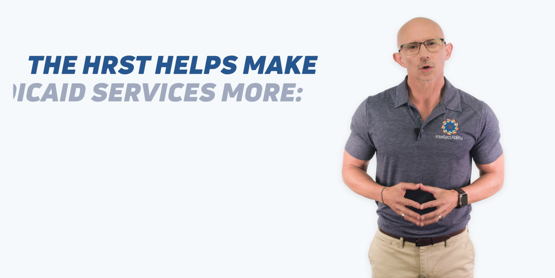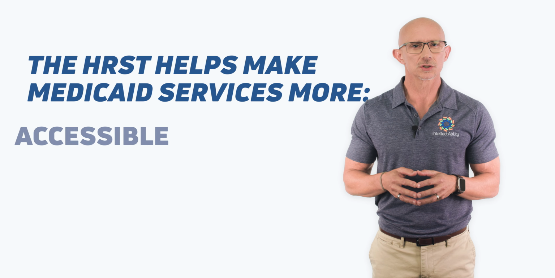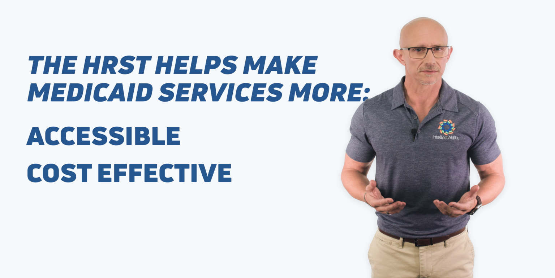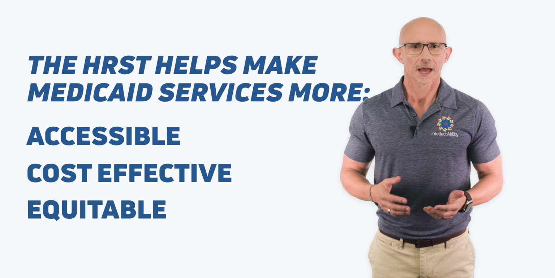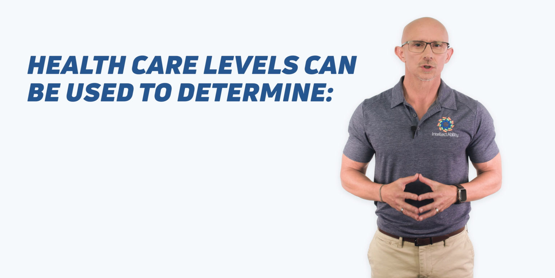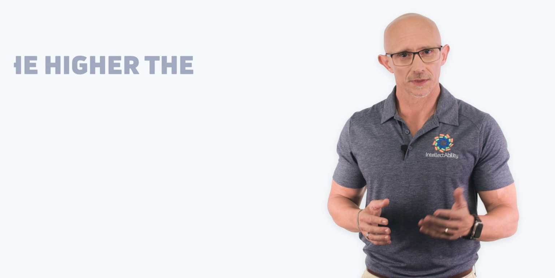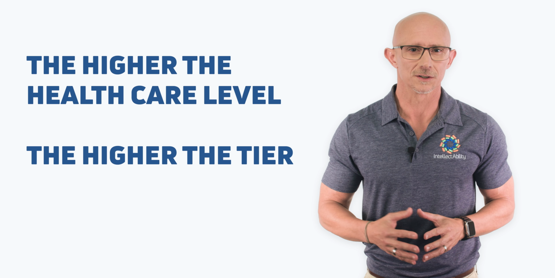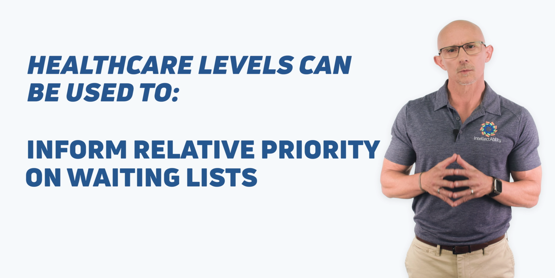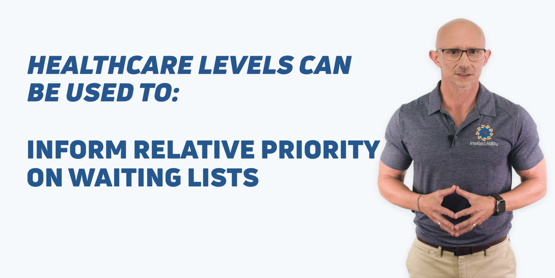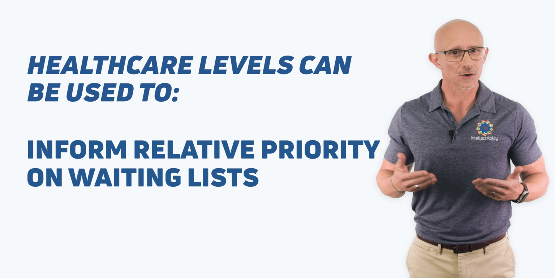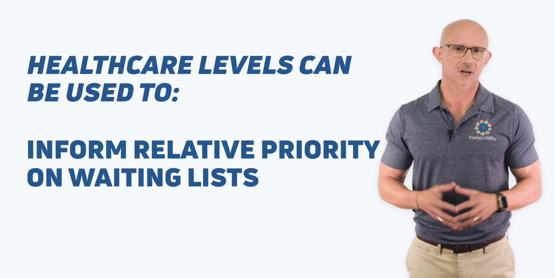The HRST also helps make Medicaid services more accessible, cost-effective, and equitable. Healthcare levels can be used to determine service levels and establish tiered payment rates. The higher the healthcare level, the higher the tier. They also help to inform relative priority on waiting list, allowing those with a higher healthcare level to move to the top of the list.